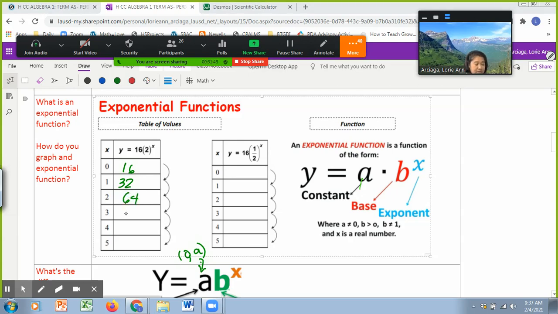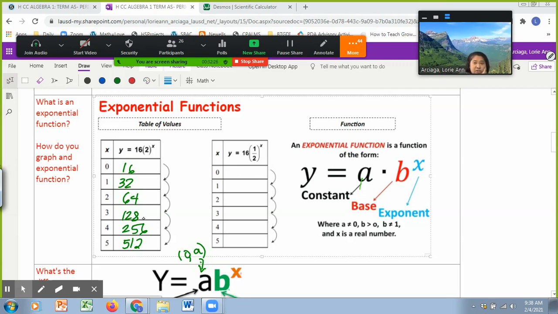Very good. Next. Multiply by 2 again. 128. Very good. Multiply by 2. Keep going. 256. Keep going, multiply by 2 again. 512. Very good.